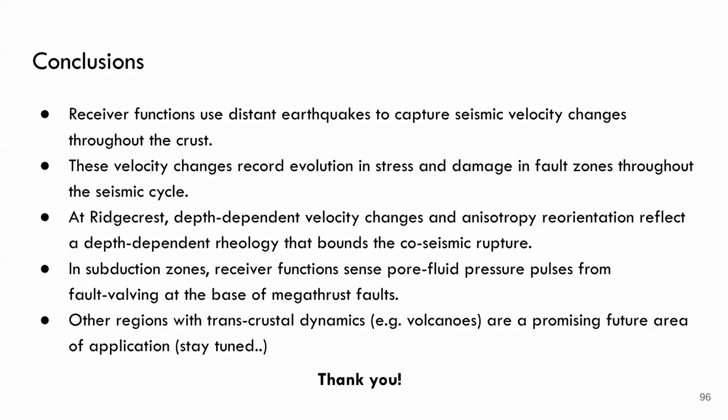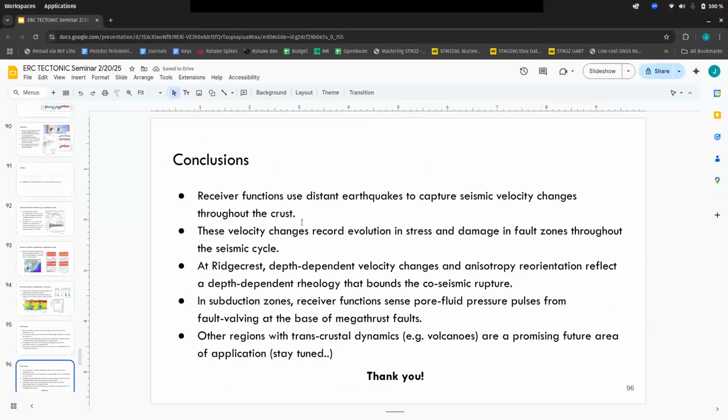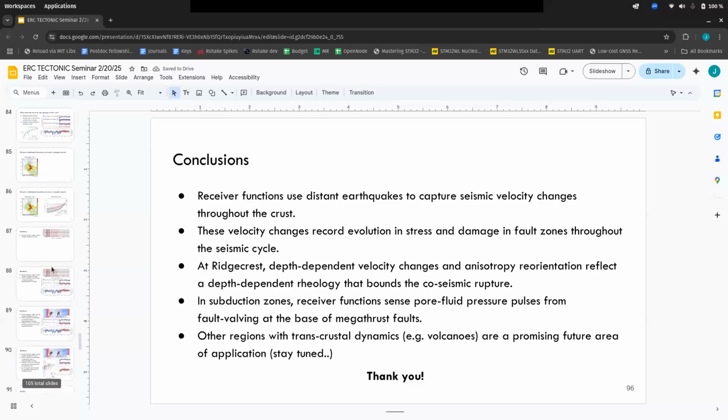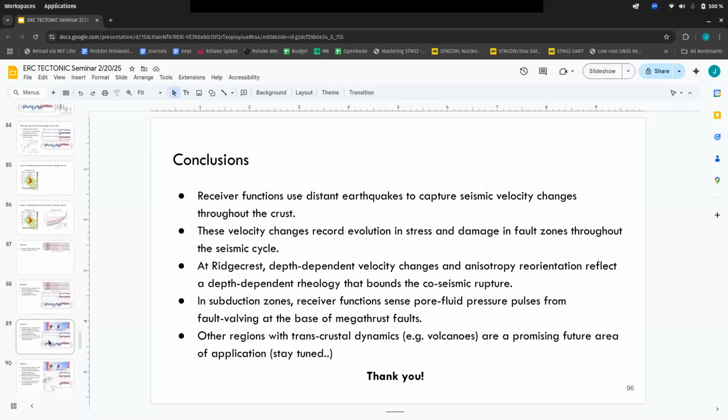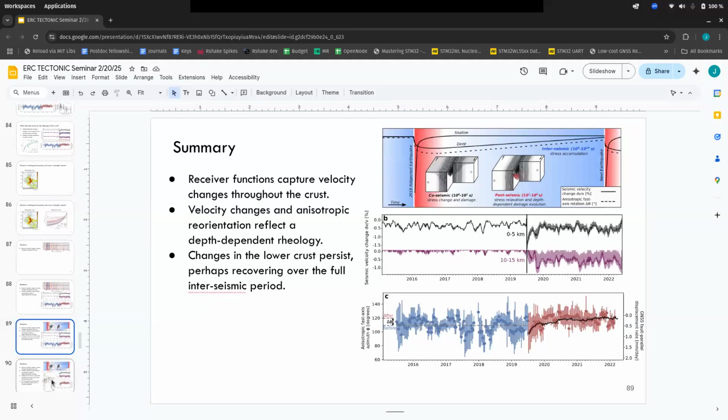Hello. Thank you for your very nice talk. Could you go back to the time series about the anisotropy, the fast axis rotation that you have measured? Yeah, exactly. This one. So are these data for a single station, or is this the average of all the stations in the area around the Ridgecrest earthquake?